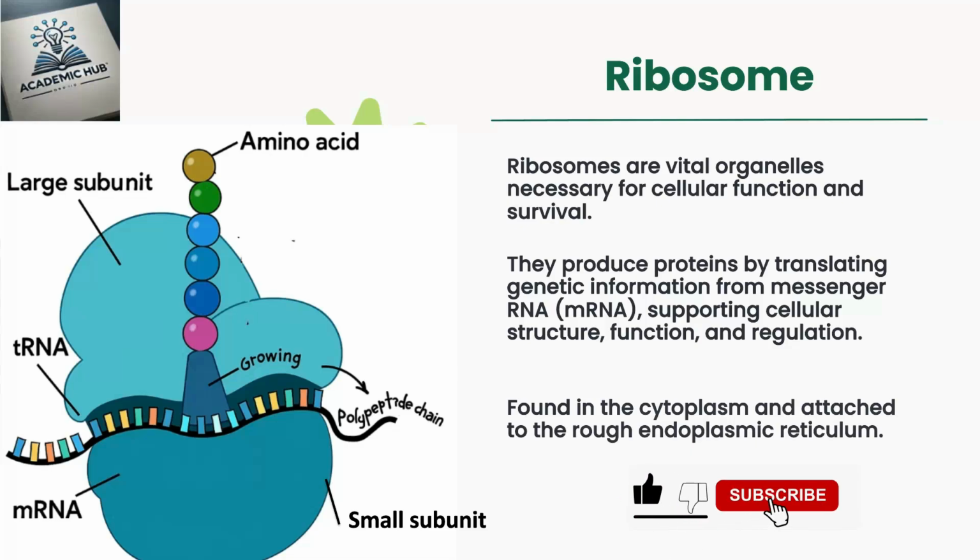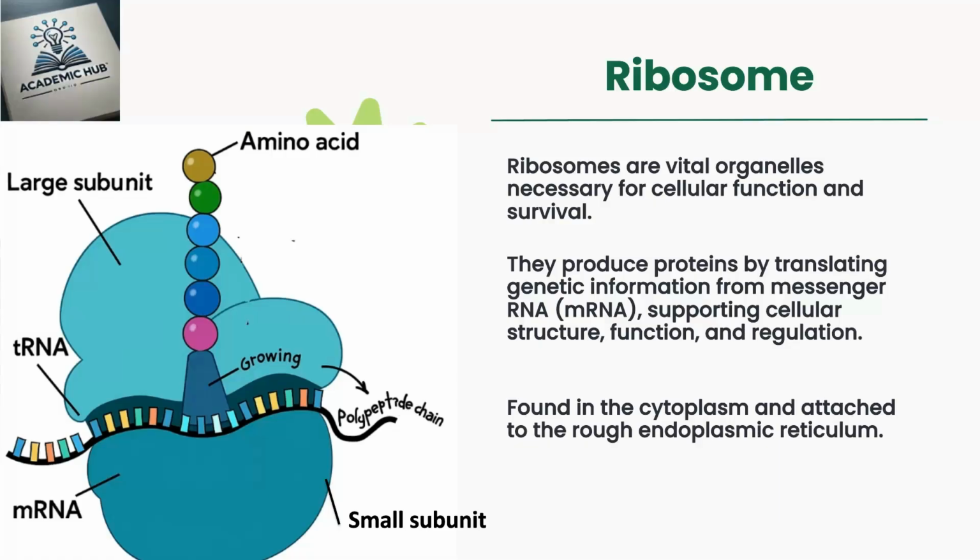Second is translation. In this, the mRNA to protein process occurs. Once mRNA reaches the ribosomes, translation begins. Translation has three steps. First is initiation. The ribosome attaches to mRNA at the start codon AUG. Second is elongation. Transfer RNA brings amino acids which are joined by peptide bonds to form a polypeptide chain. Third is termination. When the ribosome reaches a stop codon, the protein is released.